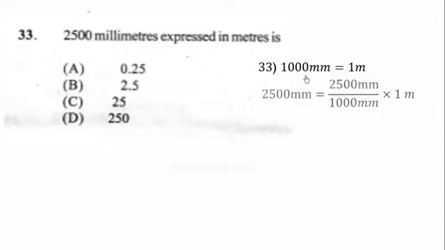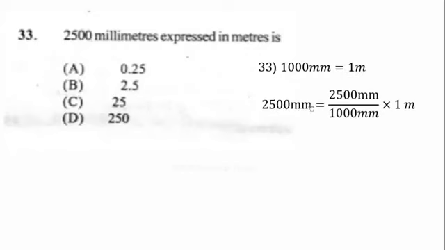2500 millimeters expressed in meters is... So we know that 1000 millimeters will give us 1 meter. Therefore, to convert from millimeters to meters, we divide by 1000. Now we're given 2500 millimeters, so we divide by 1000 to get 2.5 meters. Therefore, the correct answer is this.